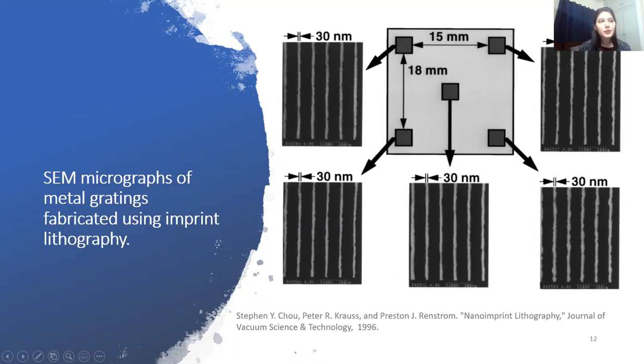To examine the uniformity of this process, arrays with 30 nanometer wide strips and a 150 nanometer pitch were fabricated at the four corners and the center of a mold that had a size of 15 millimeter by 18 millimeter. After imprint lithography in PMMA, the lift-off process left 30 nanometer wide metal lines with a 150 nanometer pitch on the substrate. As the figure clearly shows, imprint lithography can be very uniform over a significantly large area.